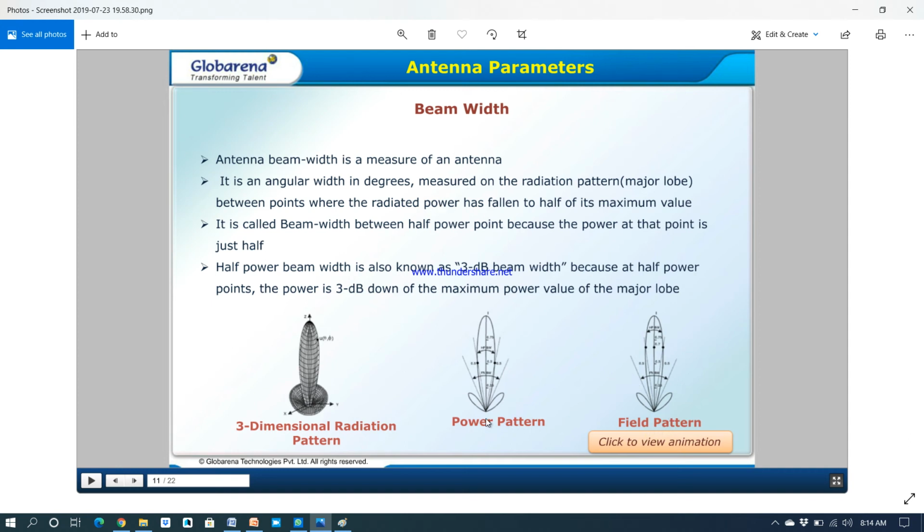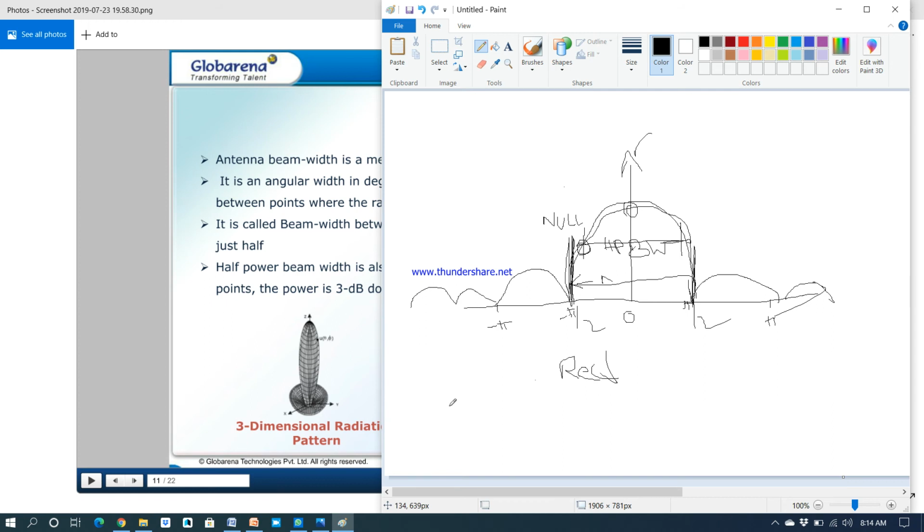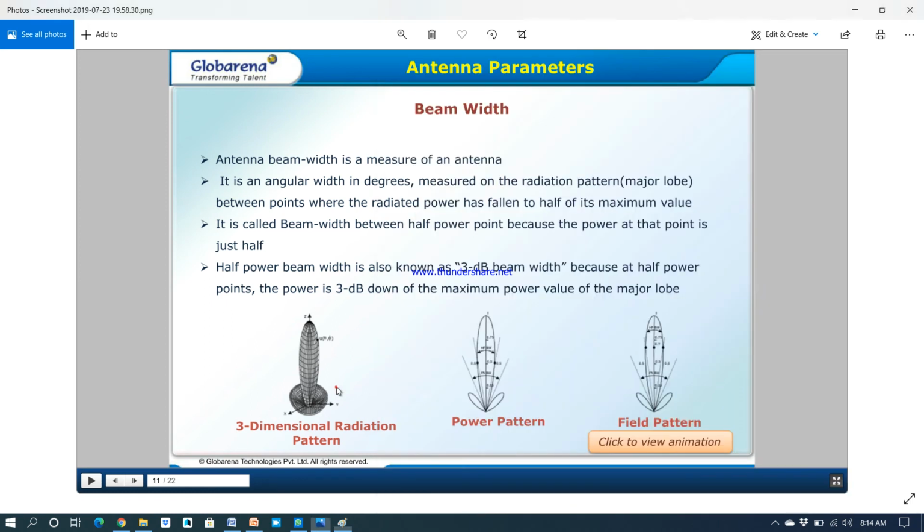Already we have discussed this one. This is a three-dimensional lobe pattern, a three-dimensional radiation pattern. Already in our previous sessions, I have drawn some lobes, just a two-dimensional one. It has a major lobe, side lobe, and some other lobes, but it is a three-dimensional pattern.